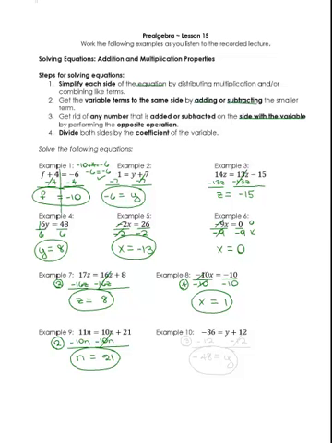Example number 2. I have something added to my variable term. So I'm going to have to begin with step number 3. Step number 3 says get rid of any number that's added or subtracted. I'm going to get rid of this positive 12 by subtracting 12 from both sides.